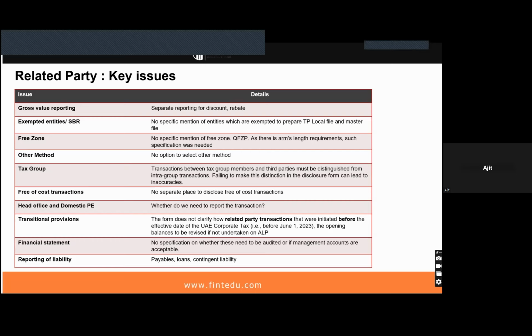Again, next point, transitional provision. Transitional provisions are not specifically discussed in terms of how they will impact. I think we can get some clarity from the FTA, because in the next year's opening balances we need to again add if there's an interest-free loan or something. Financial statement: if we talk about the documentation requirement, there's a requirement of local file, master file, and financial statement. Now it is not clear whether we can attach drafts or sometimes management accounts, because financial statements may not be available in all scenarios. So again, this is a point on which we need more clarity.